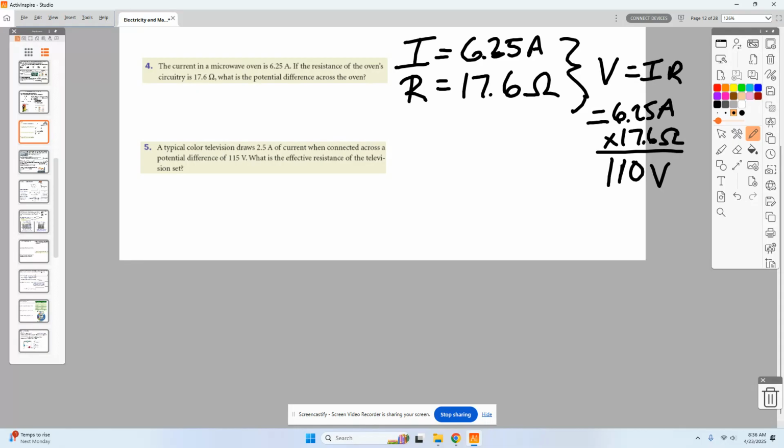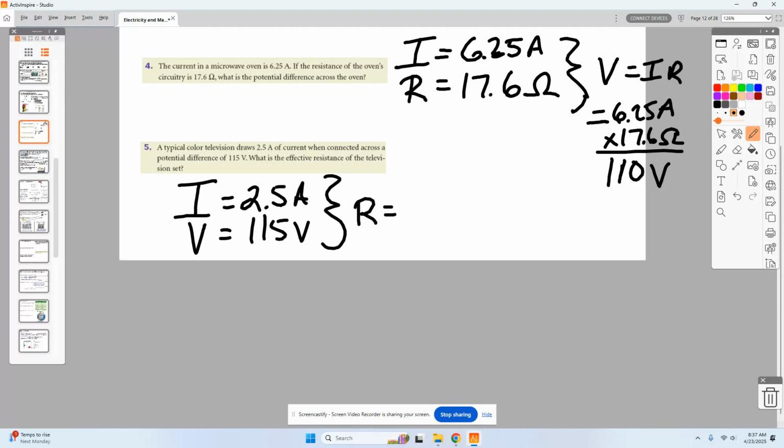Number 5, a color television draws 2 1/4 amps, or 2.5 amps, when connected to 115 volts. What's the effective resistance? Again, you might just make a little list. I is equal to 2.5. V, potential difference, is 115 volts. And I'm looking for resistance, so R would be equal to V divided by I.